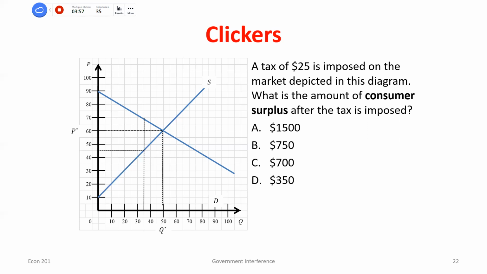So now, after the tax is imposed, how do I find consumer surplus? You take 90 and you subtract it from 70.